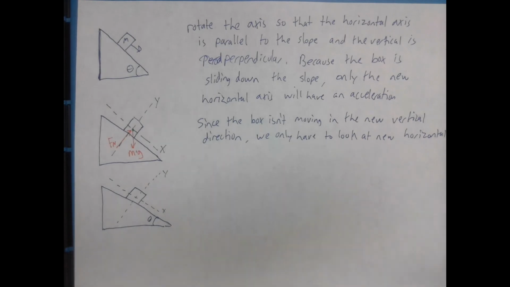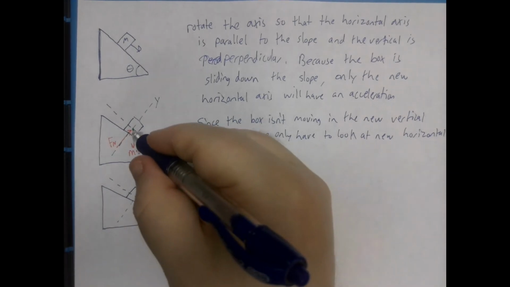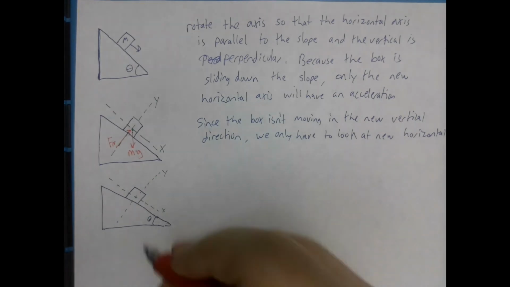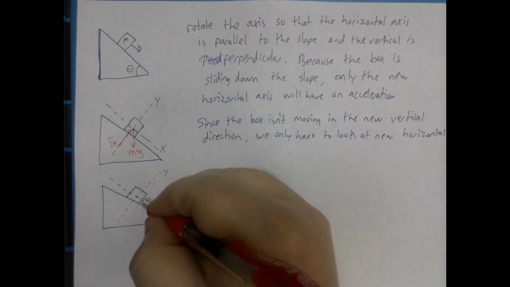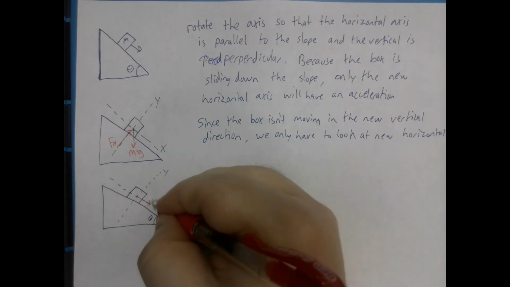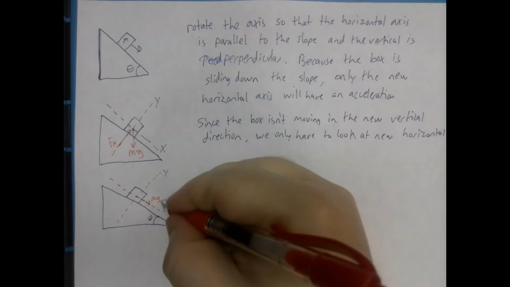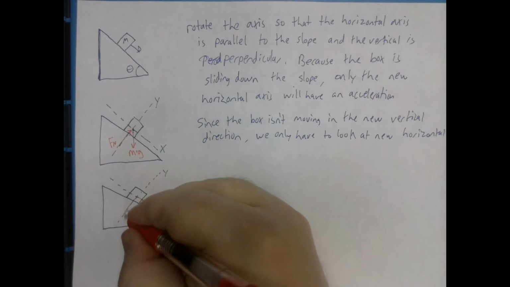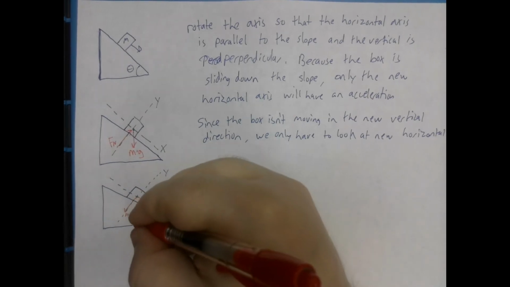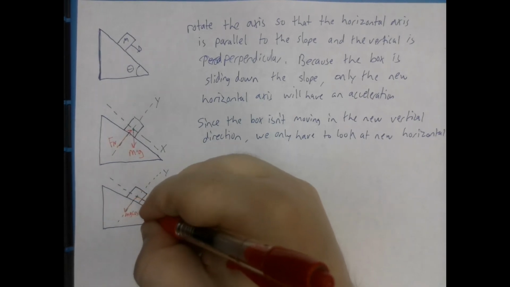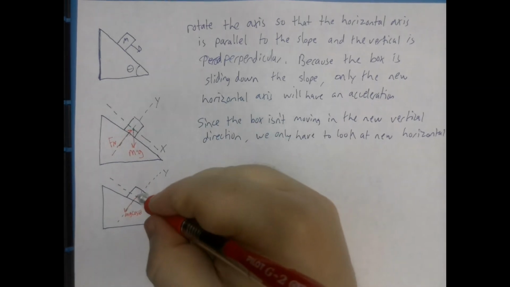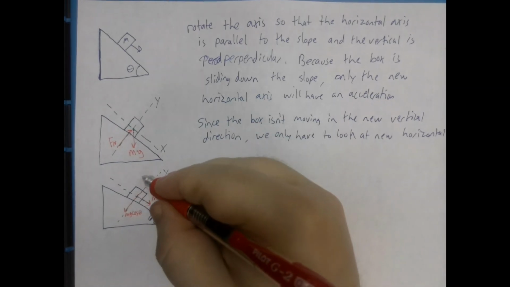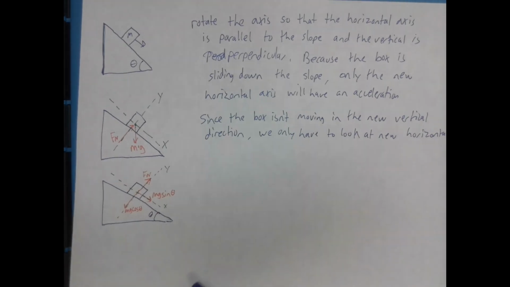So we're going to have mg sine of theta, and a downward force here, which would be mg cosine of theta, and then we have the normal force. I'll draw it up here. This was the normal force.